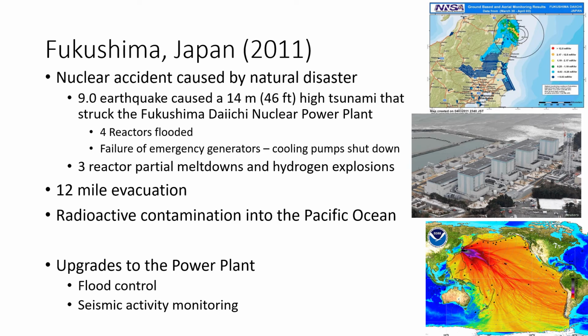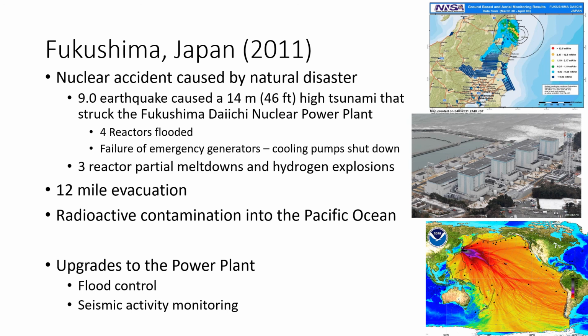So the most recent one was in Fukushima, Japan. There was actually a tsunami that caused this meltdown. So there was a 9.0 earthquake, and that caused an almost 50-foot high tsunami that struck the power plant. And so the reactors actually flooded, and the emergency generators failed, and so the cooling pumps that are supposed to cool the reactors didn't bring that cooling water in there, and again it had a partial meltdown.